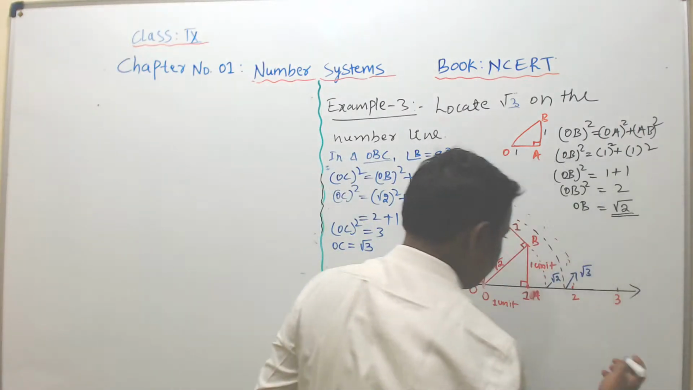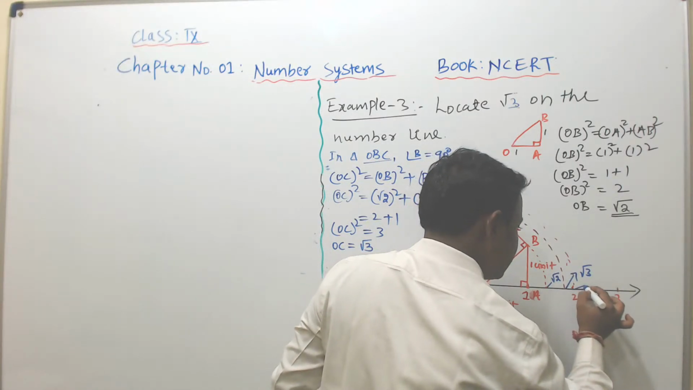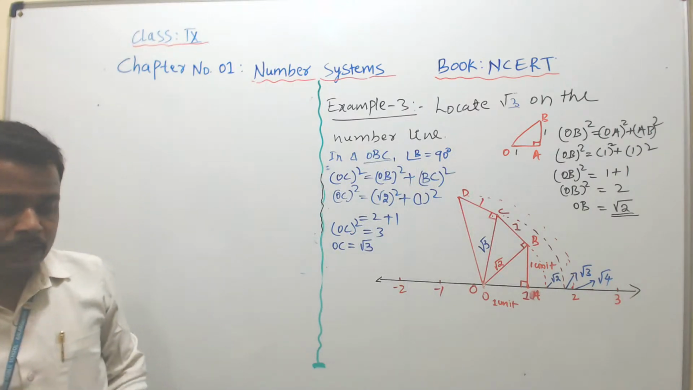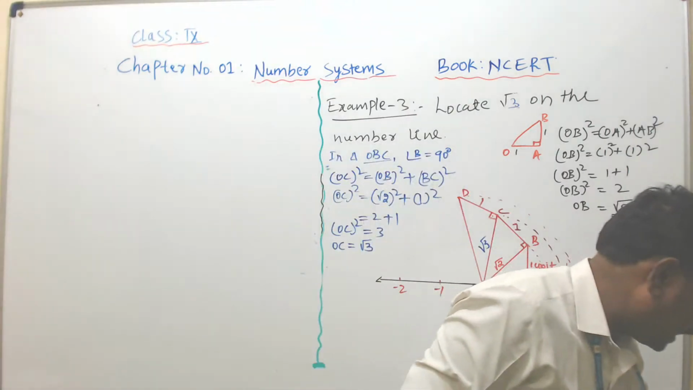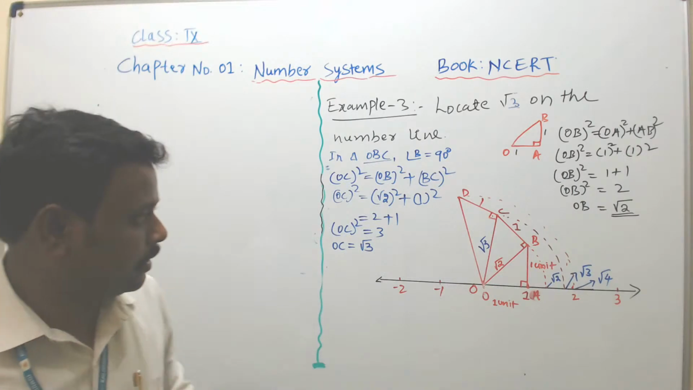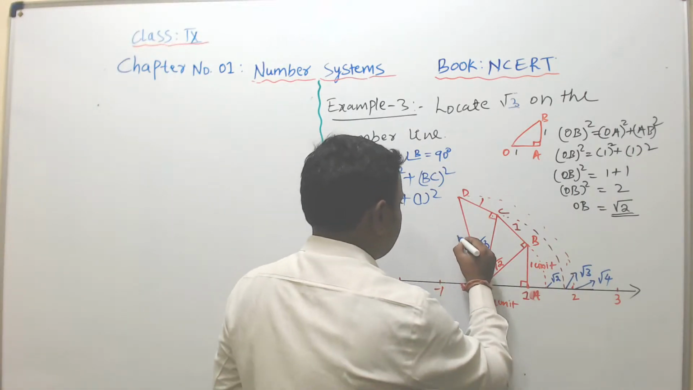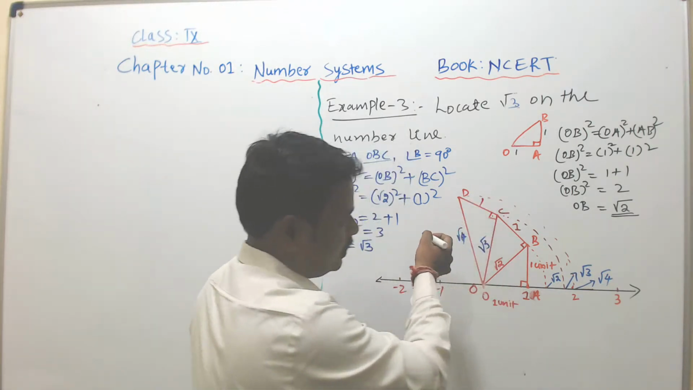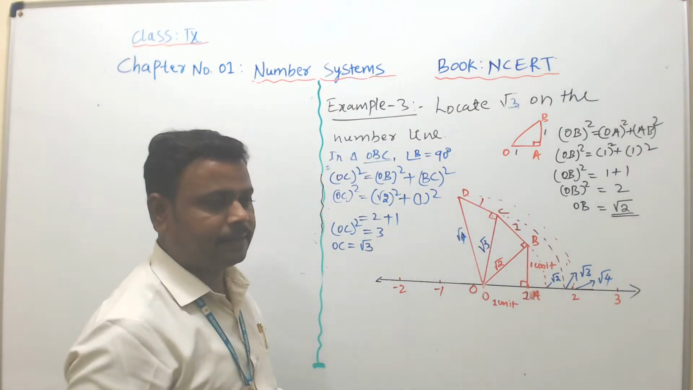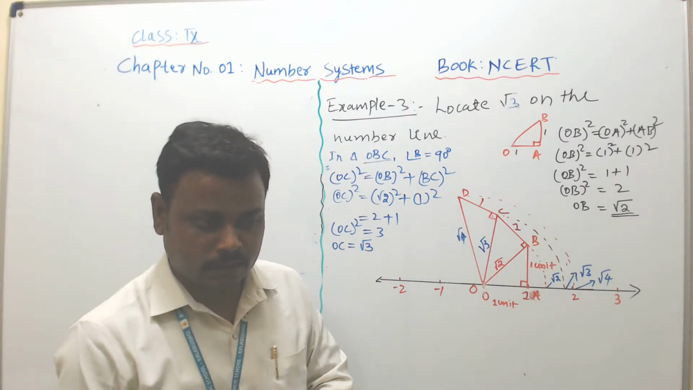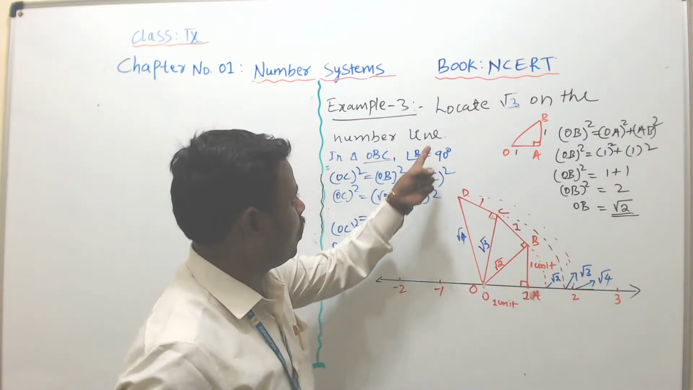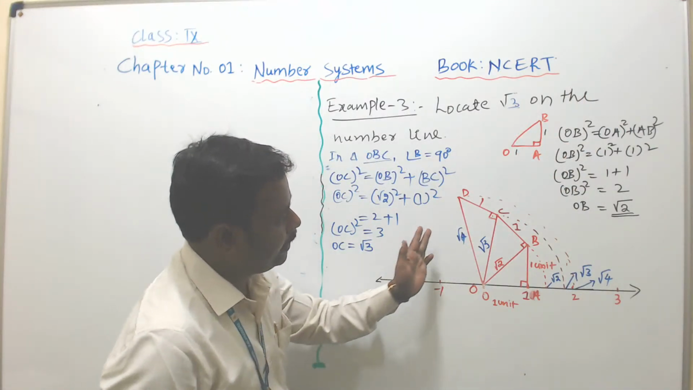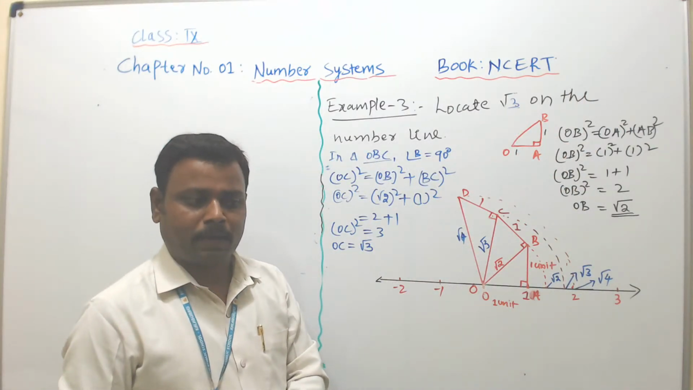And the question number 4, exercise 1.2. It is an activity, spiral root activity. So you can go with root 5, root 6, root 7, root 8. So we can do those activities also. So now I explained how to locate root 3 on the number line, root 2 on the number line, and root 4 on the number line.